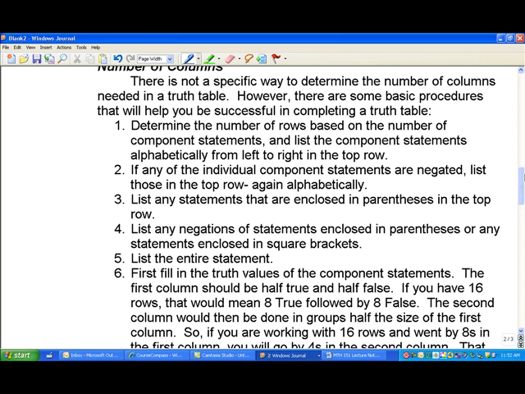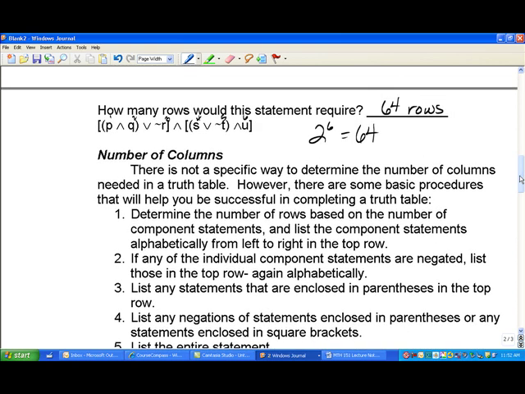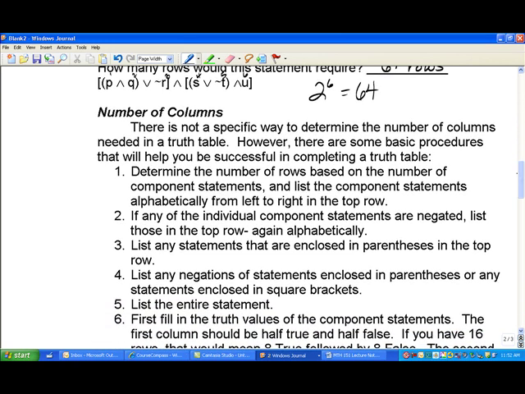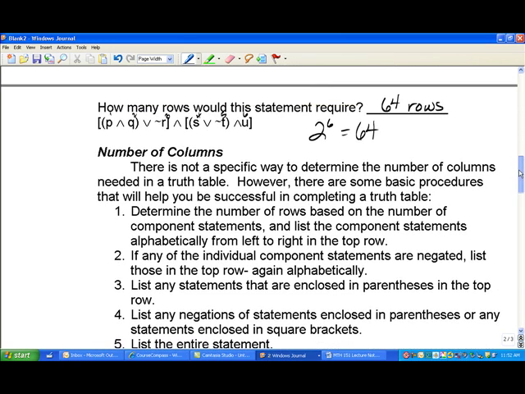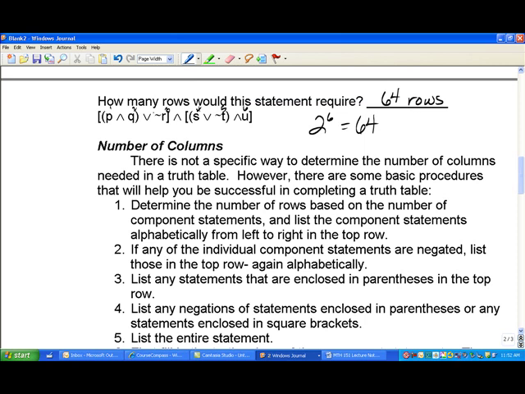So if I have a P, like I did in this statement up here, I'd put P, Q, R, S, T, and U. Okay? Then I look to see if any of the individual components are negated. So in this case, R is negated and T is negated. So I'd have P, Q, R, S, T. The negation of R and the negation of T would each need a column.